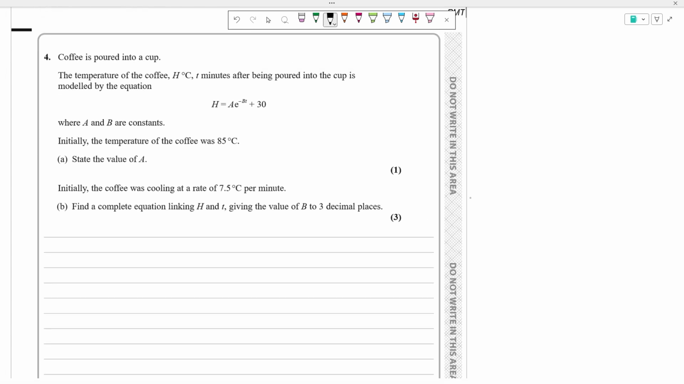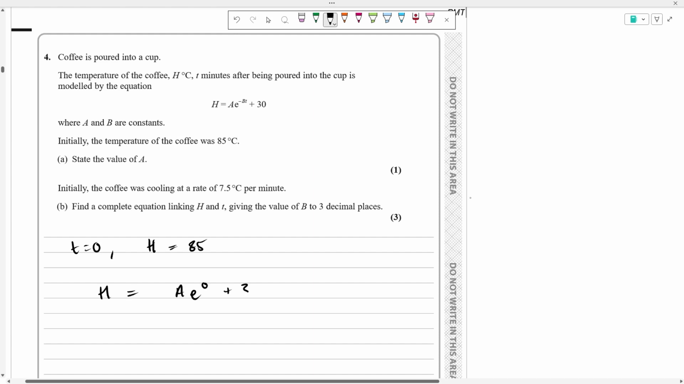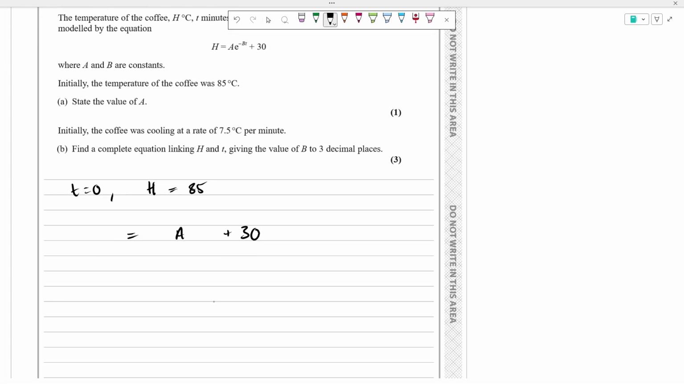Okay, so essentially that means that when your time is 0, your temperature given by H is going to equal 85. Therefore, H must equal Ae to the 0 plus 30. But remember, whenever you have anything to the power of 0, it's just 1. So we just end up with A plus 30, and it is actually 85 is equal to that. Therefore, if we go ahead and rearrange, A must equal 55, which is pretty nice.